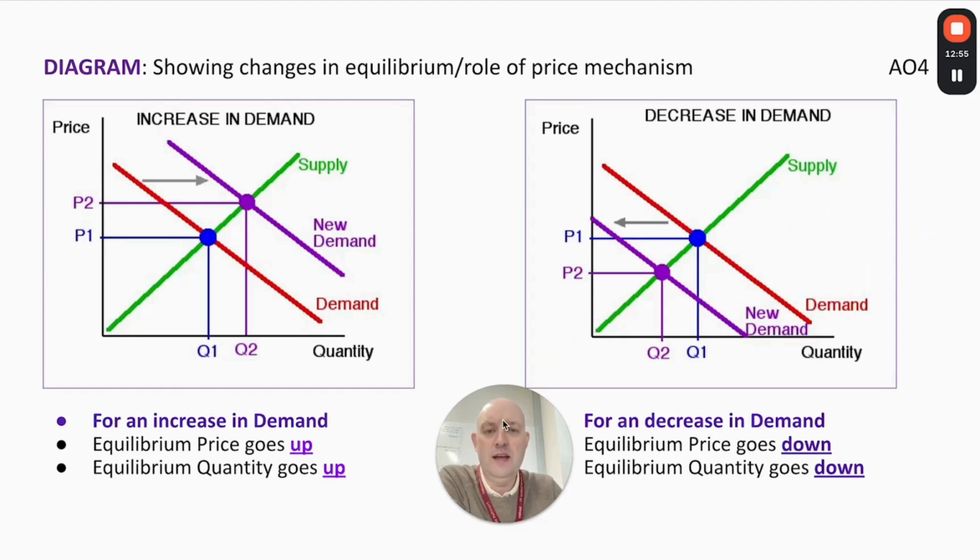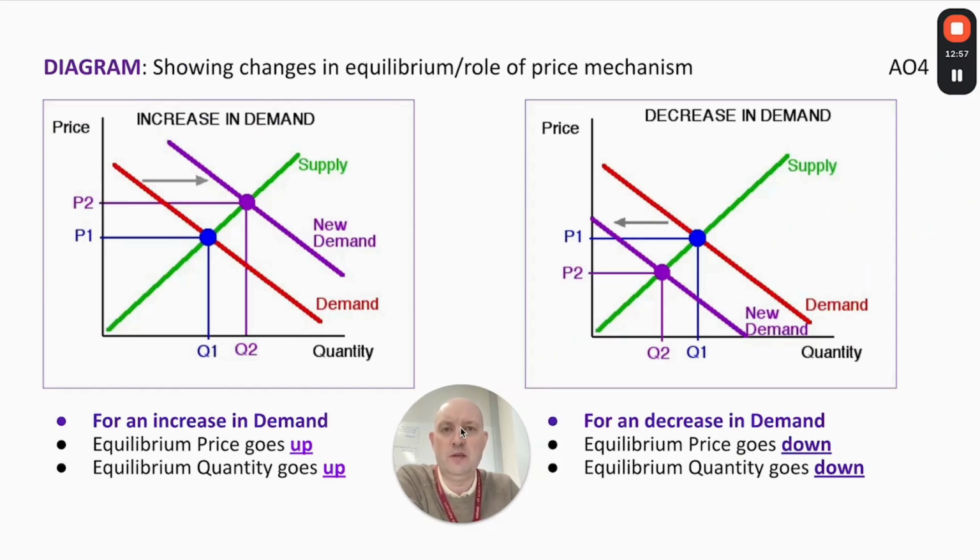So what we can do now is look at all of the permutations. Earlier we saw an increase in demand. If we've got an increase in demand, we move from the blue equilibrium to the purple equilibrium, which leads to an increase in price and an increase in quantity. Similarly, if we get a decrease in demand, then we'll move from this blue equilibrium to this purple equilibrium, which will mean that the price and quantity will both go down.